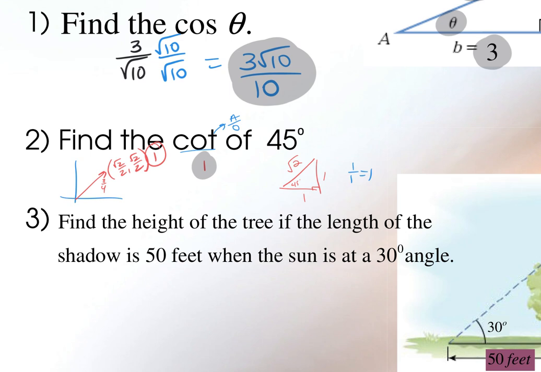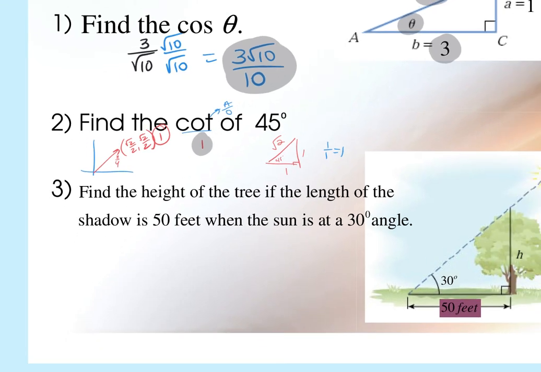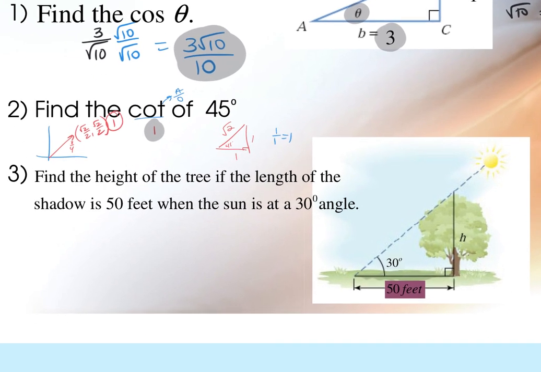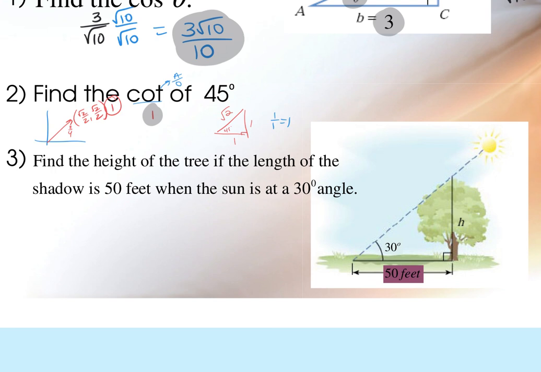Then 3 says, find the height of a tree if the length of a shadow is 50 feet with the sun at a 30-degree angle. Again, the picture's drawn, and I want to remind you it won't happen on your quiz. You'll have to draw those pictures. This time, that 30 degrees means you can do this problem using your 30, 60, 90 ratio. If this was 30, and this was 60, this would be my A, this would be my A root 3, and this would be my 2A. The side you're given is the A root 3 side. So A would be 50 over the square root of 3, or 50 square root 3 over 3. That's if you didn't have a calculator.